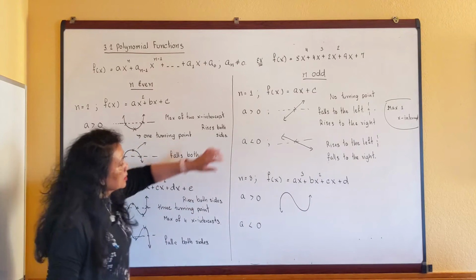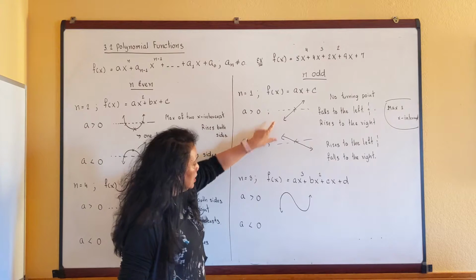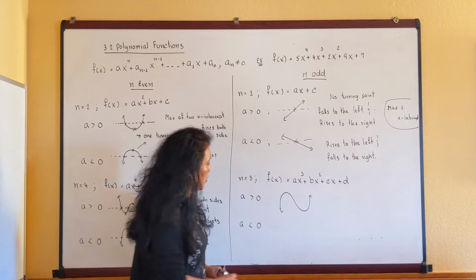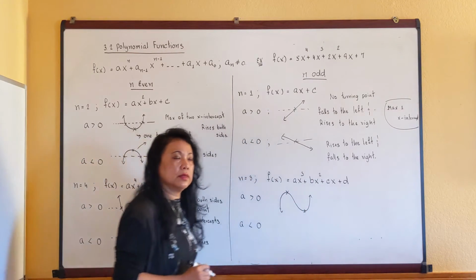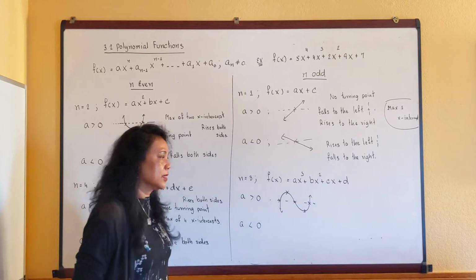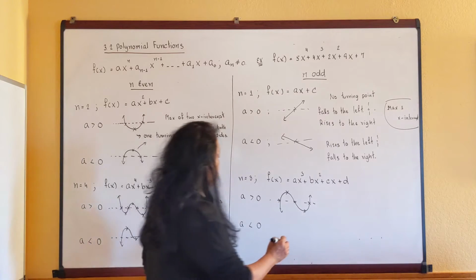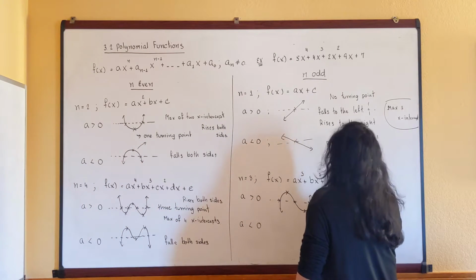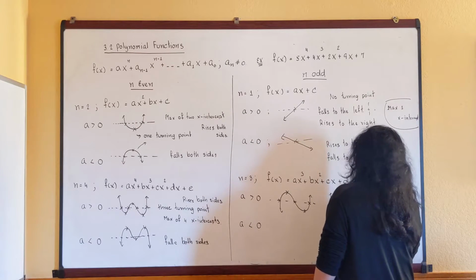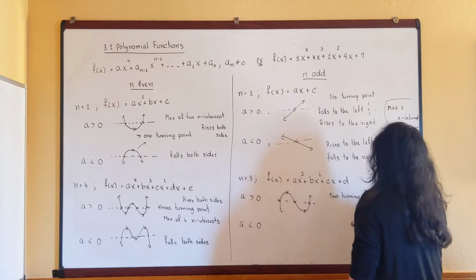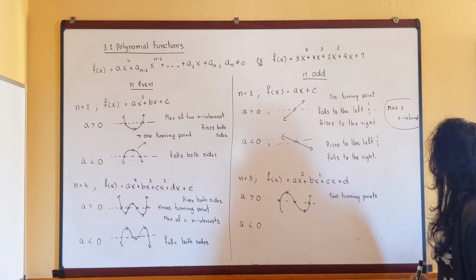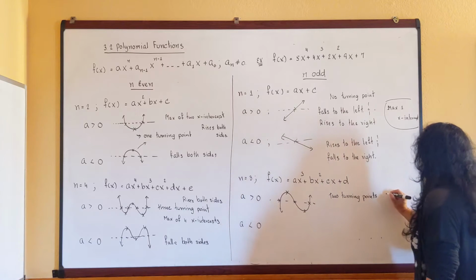All right, degree 3 is going to behave like degree 1. It's going to fall on the left, rise on the right, with 2 turning points. All right, and a maximum of 3 x-intercepts. Right, same idea. So 2 turning points. Same thing, fall on the left and rise on the right, and a maximum of 3 x-intercepts.